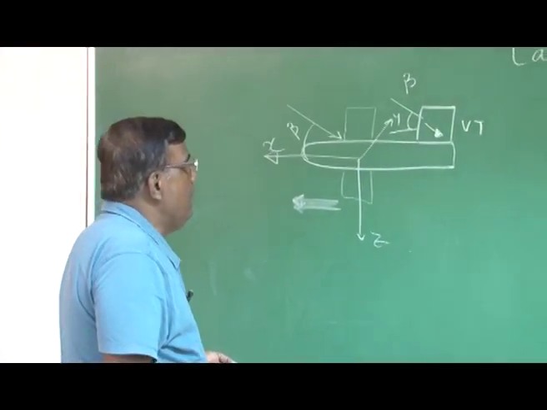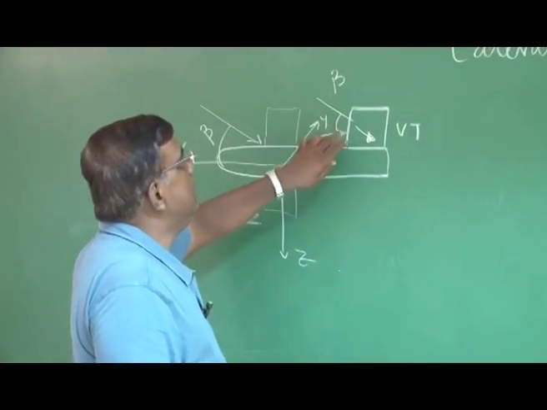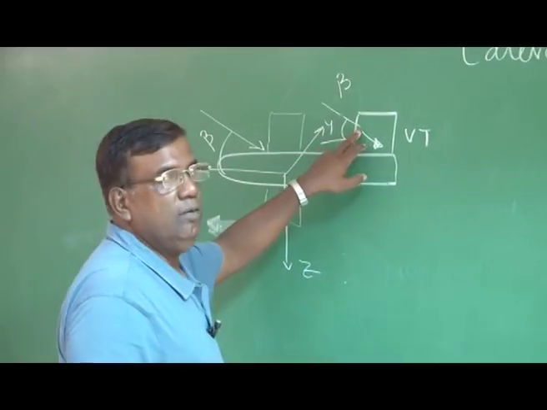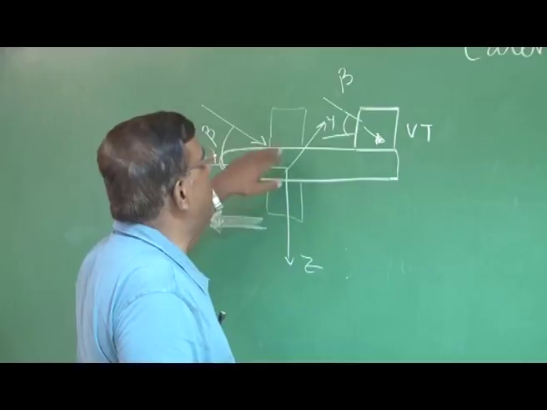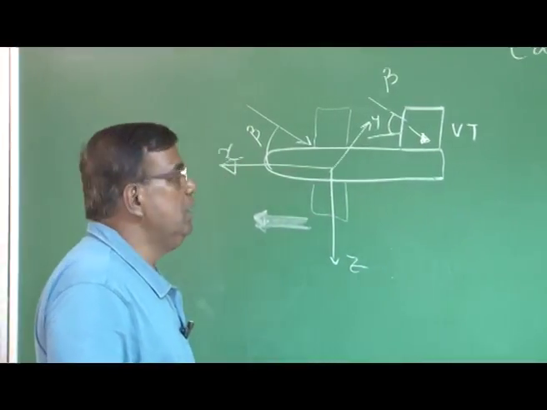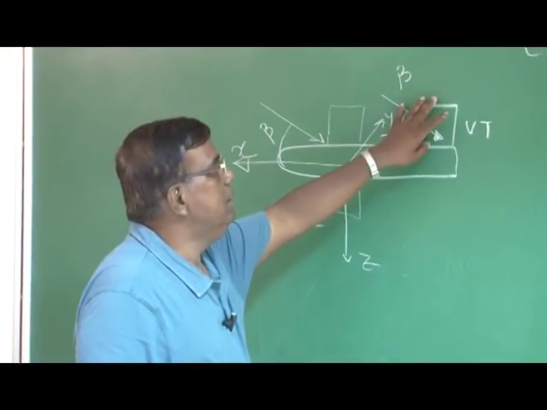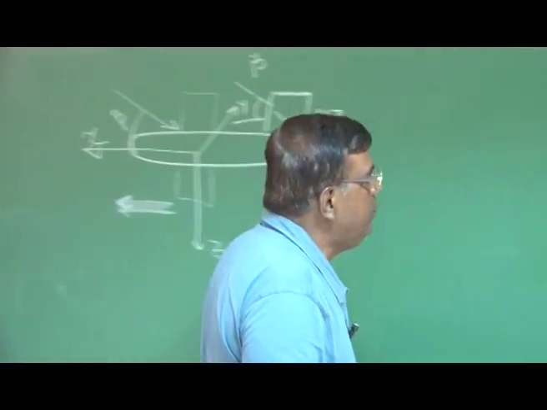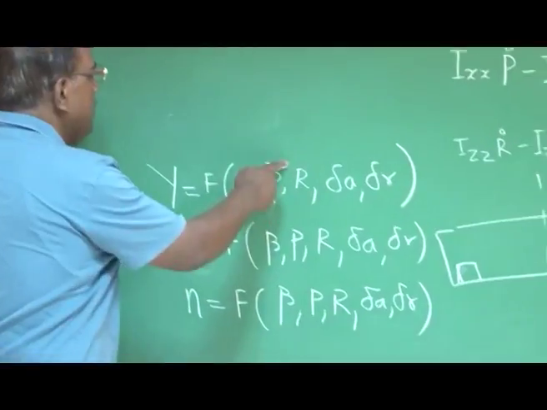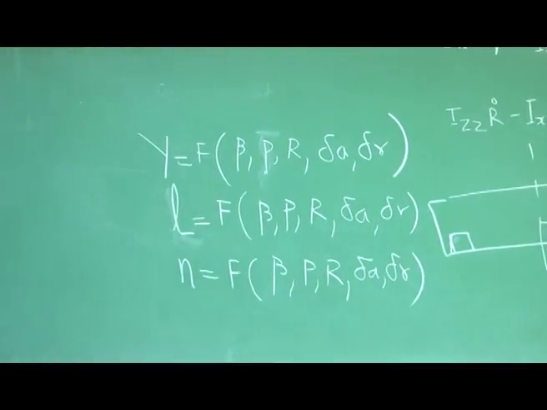Right? But there is no doubt about it. If there is a beta, the vertical tail will give you side force, the fuselage also will give you side force, and depending on what type of wing, they also will contribute. However, the predominant one will be the vertical tail, right? What about p? Will it be a function of p? That is the second question.